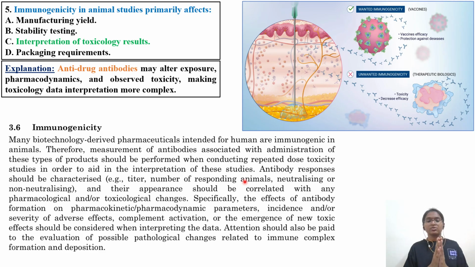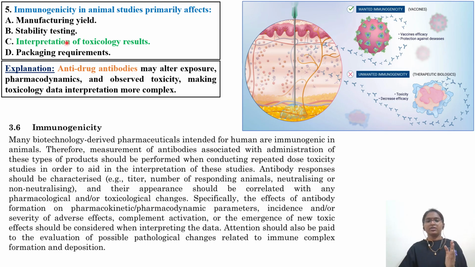Pause here and also try to read. See, interpretation of data is the main thing. You may be doing immunohistochemistry, and some biomarkers will be there. The titer, number of responding animals, and neutralizing antibody responses should be characterized. Titer, number of responding animals, neutralizing or not neutralizing, and their appearance should be correlated with any pharmacological and toxicological changes.